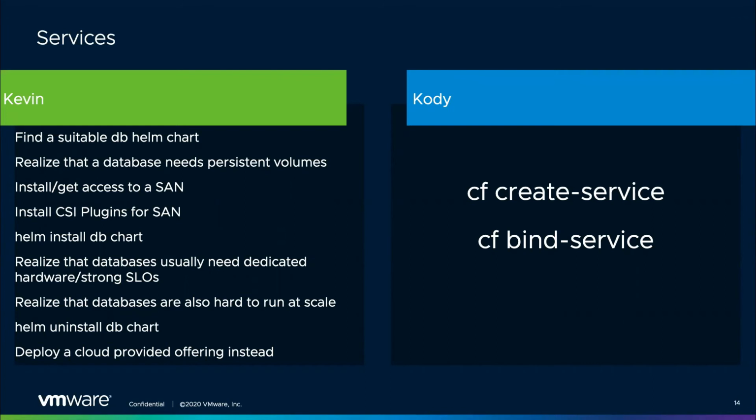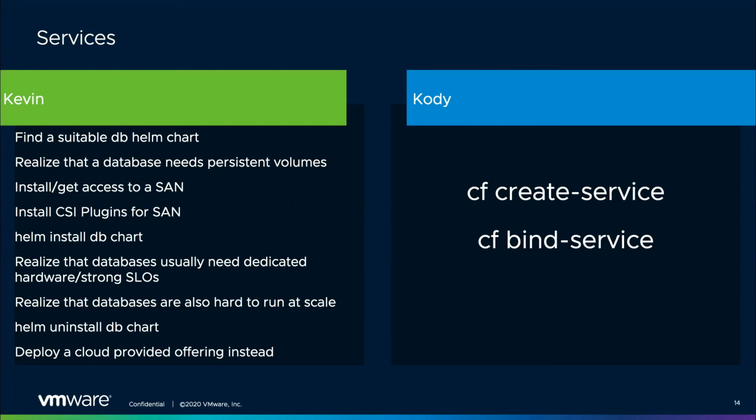He really wants to use Kubernetes, so he is going to have a go at deploying the database on cluster. So he finds a suitable DB Helm chart. He realizes that a database needs persistent volumes. He installs or gets access to a SAN more likely, realizes that he needs the CSI plugins for that SAN installed into his Kubernetes cluster, so he figures out how to do that and does it. And finally, he's able to Helm install the DB chart and he has a database.